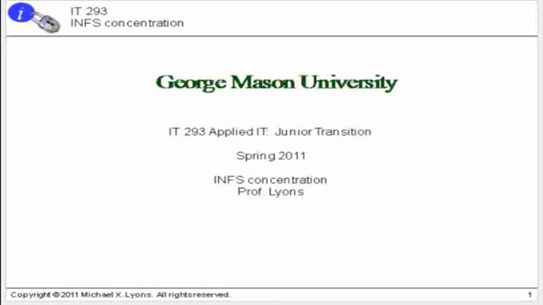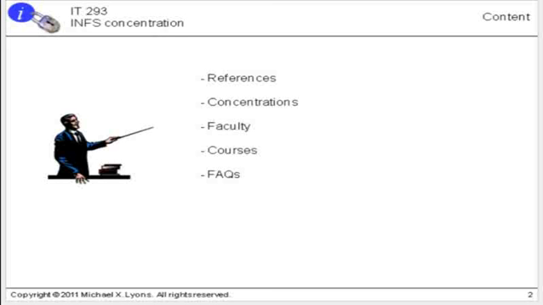Hello, I'm Professor Lyons, and this is the overview of the Information Security, or INFS, concentration for IT 293. These are the topics that I'll be covering in this brief presentation.